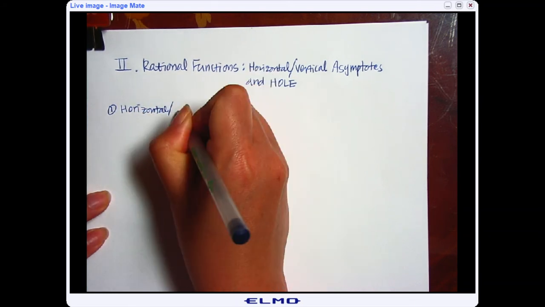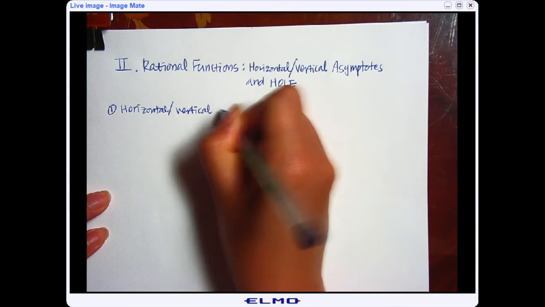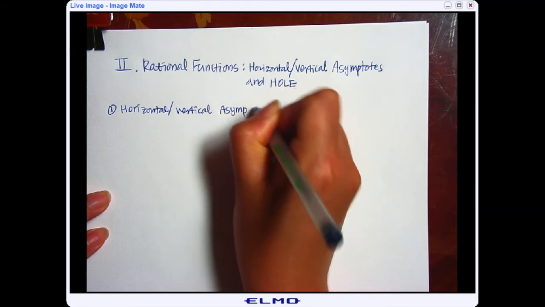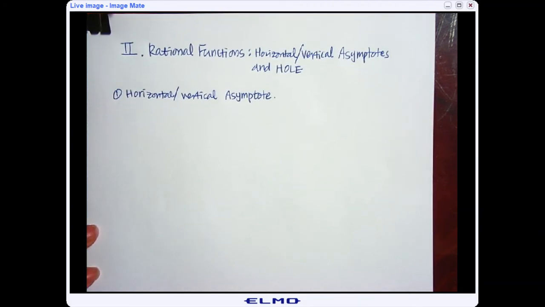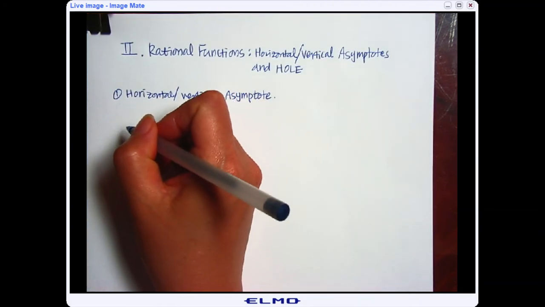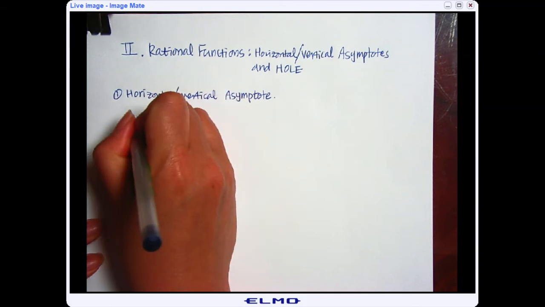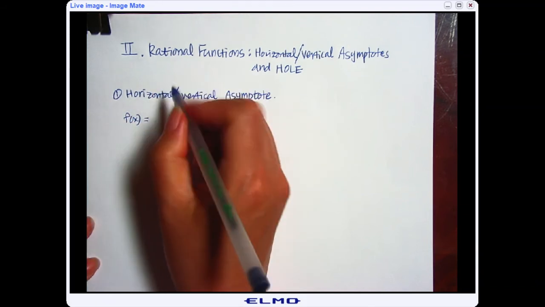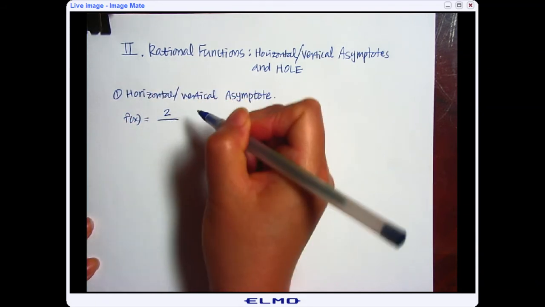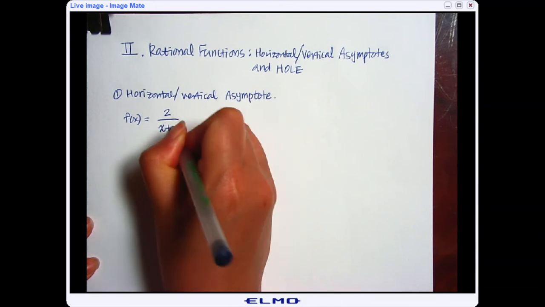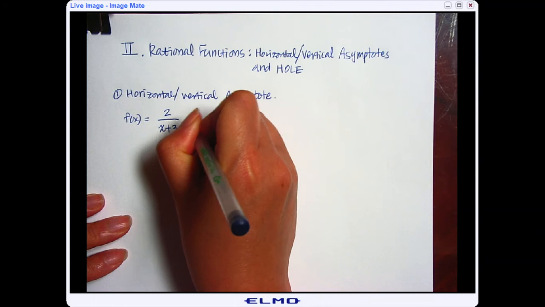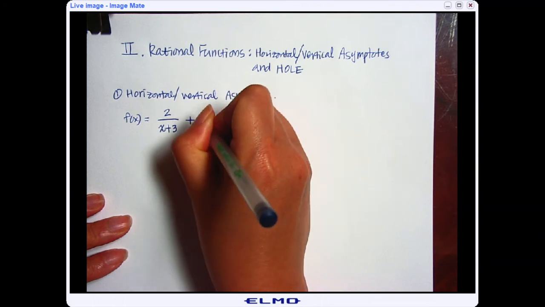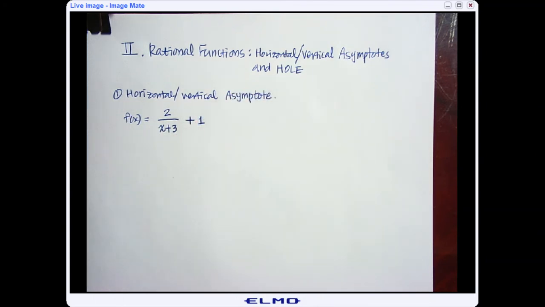Okay. So then first segment would be horizontal slash vertical asymptote. Then the equation that we're using as an example is f of x equals 2 over x plus 3. And be careful, this is separately added after, so there's 1.